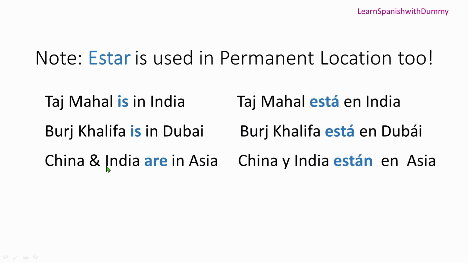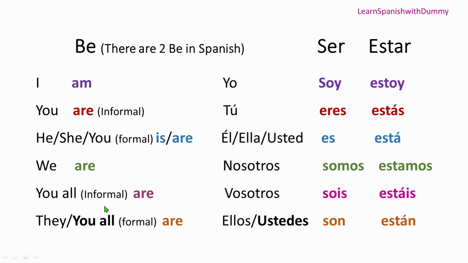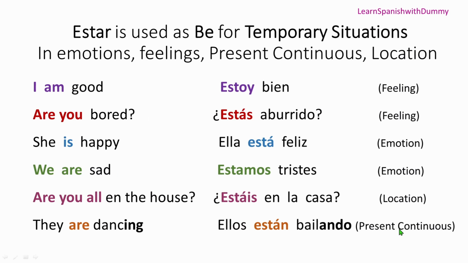Okay, same thing. China and India are in Asia. Now, China y India están en Asia. I use están here because there are two. It means we have to use the conjugation for they. It's like saying they are in Asia, right? Because there are two, I use the conjugation of the they form. China y India están en Asia. What I'm talking about is this one. They are, ellos están. This form I'm using because there are two countries.